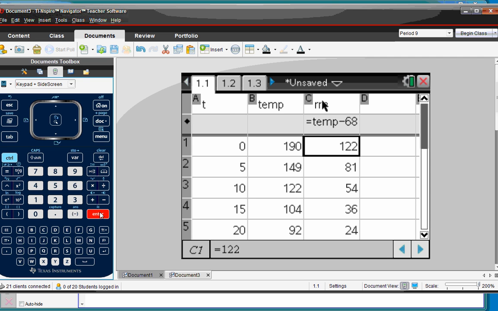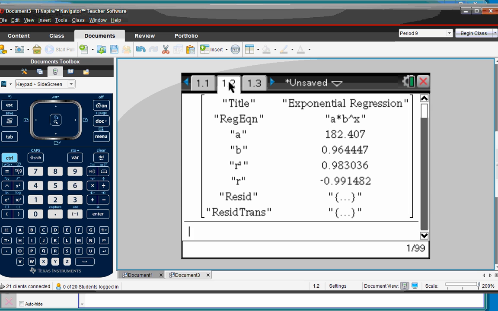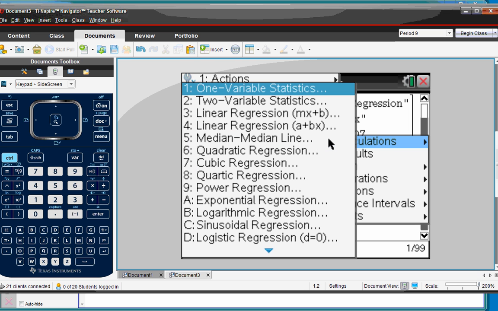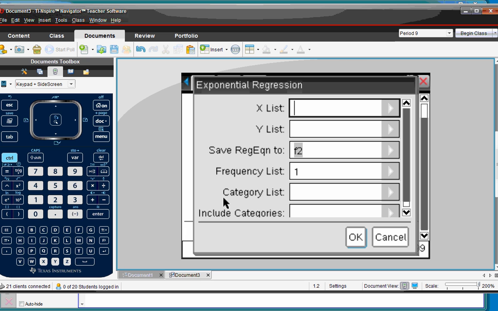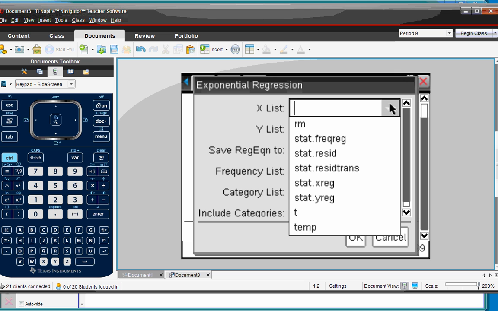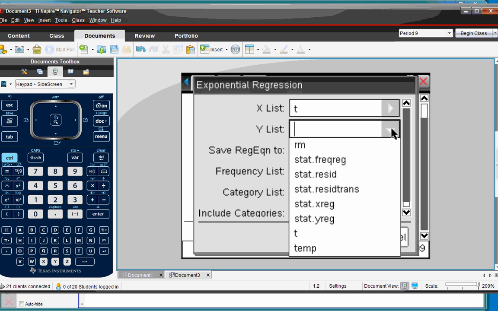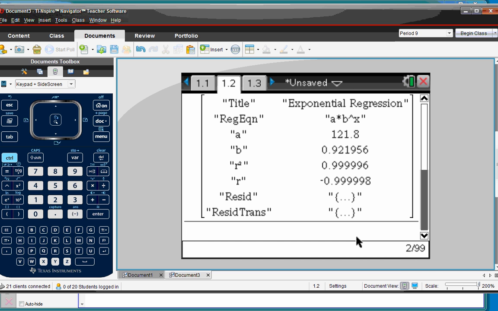Okay? So now, if I come back over here to my calculator page, is this equation going to be accurate for me anymore? No, because I need to use different data here. So I need to hit Menu, Stats, Stat Calculation, and back to Exponential Regression. What am I going to use for my X list? I'm still going to use my time, right? 0 represented 0 minutes. And for my Y list, the room temperature list. I'm going to save that in F2 because F1 is already taken. Now this is going to be my new equation here.